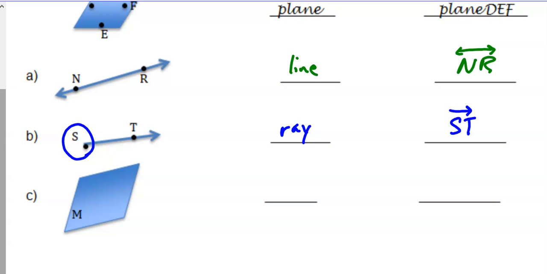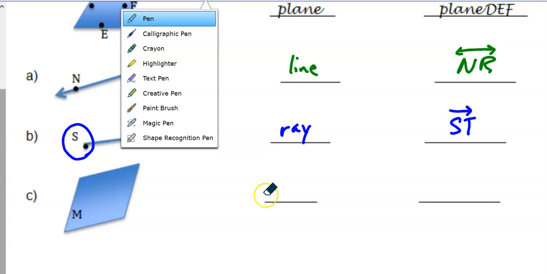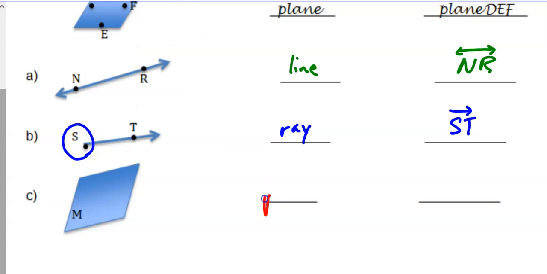All right, and I actually do want to point out one thing here. It actually depends upon which textbook you're looking at. So hopefully you're looking at this and you see, yes, this is a plane. So we'll write that as a plane.